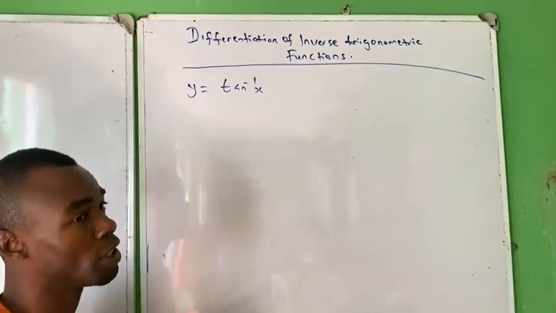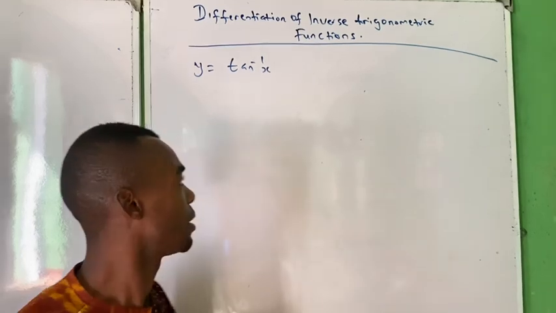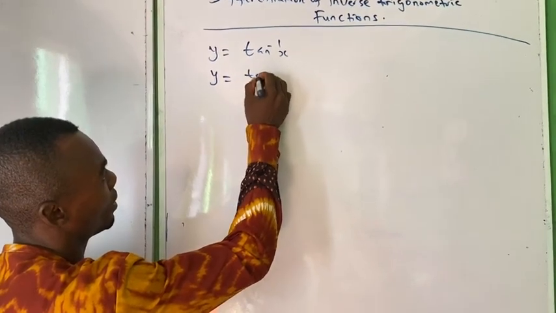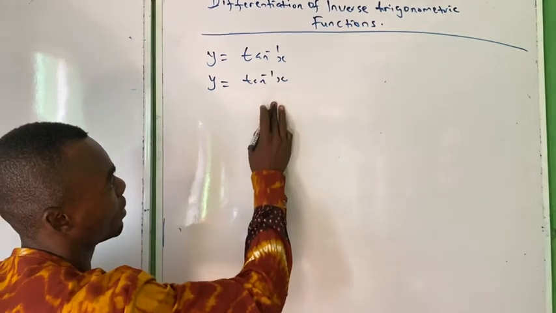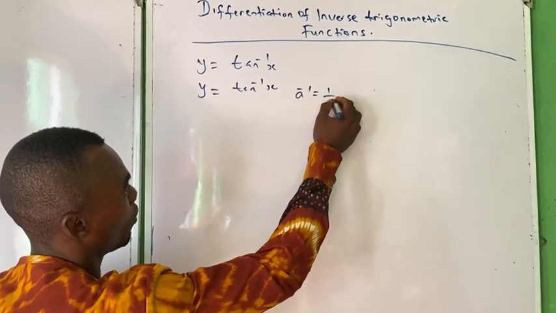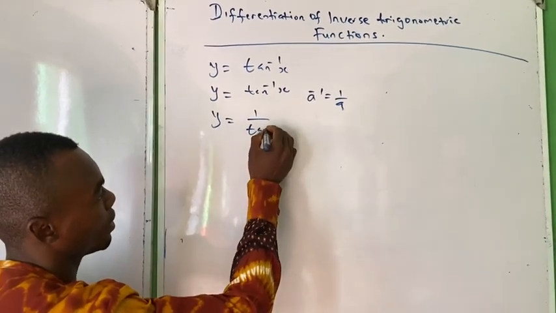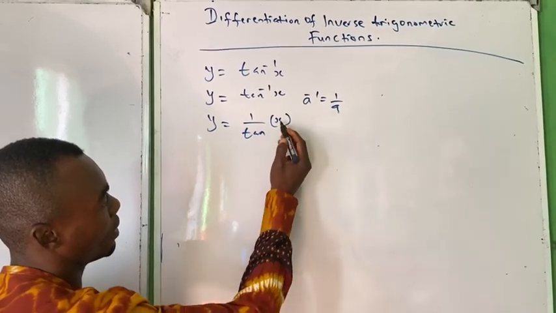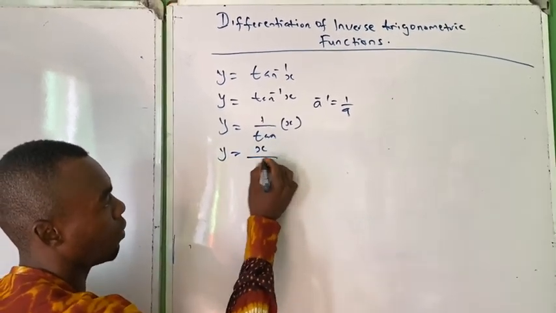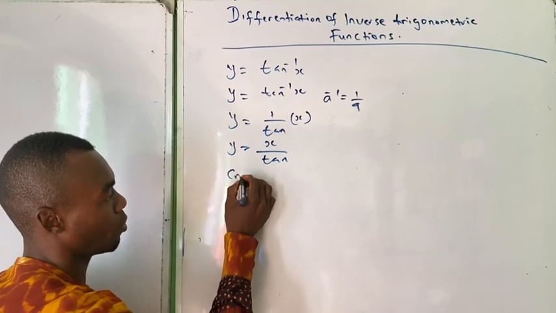We are still going to be using the same principle we used in the sin inverse and the cos inverse. Now let's say y is equal to tan inverse of x, and we must understand that a raised to the power minus 1 means 1 all over a. Therefore, y is equal to 1 all over the tan of x. That means we times this by x, so I'm going to have x times 1, which is x over tan. Then cross multiply.